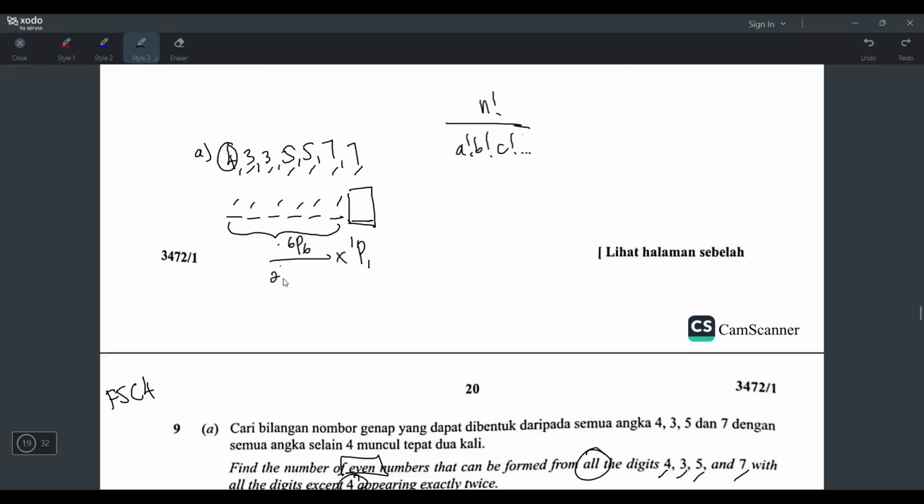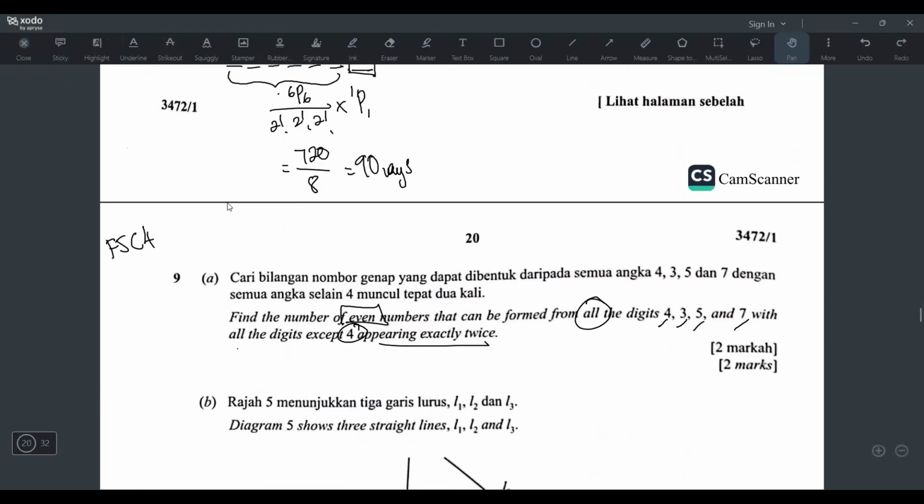So the a factorial would be 2 factorial, and then the second set of identical objects is 5, and there are two identical 5s, and then 7 also two identical 7s, so like that. So the formula is 6P6 divided by 2 factorial divided by 2 factorial divided by 2 factorial, and then times 1P1. So when you press this, you will get the answer. The answer is 720 divided by 8, and then you get 90. So there are 90 ways to arrange, if you want the even number. Okay, I think that's all.